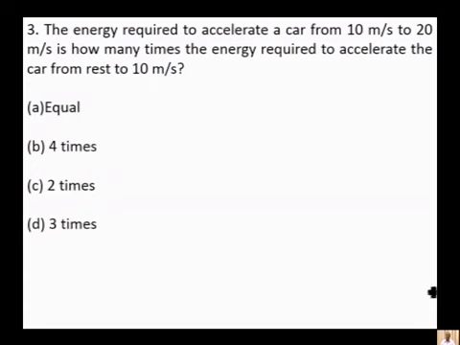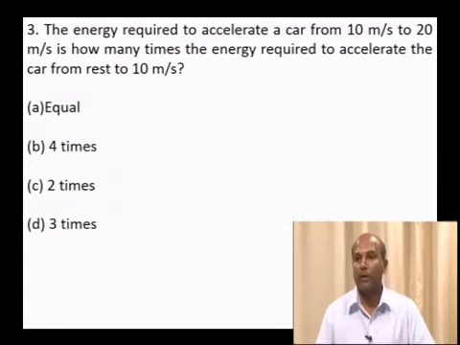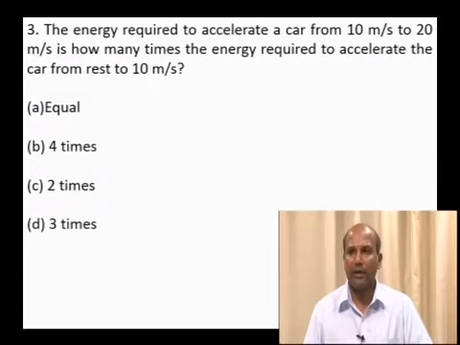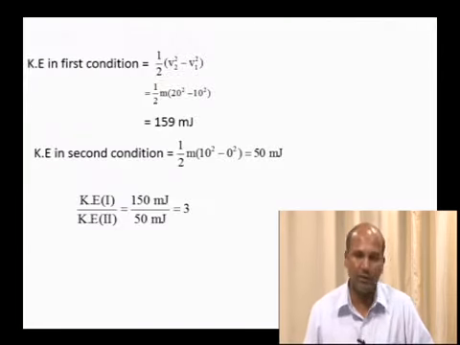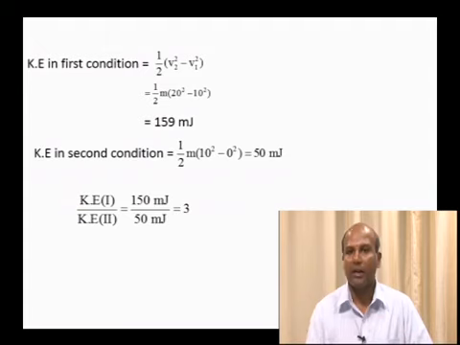So coming to the next problem: the energy required to accelerate a car from 10 meter per second to 20 meter per second is how many times the energy required to accelerate the car from rest to 10 meter per second? So we are trying to find the ratio between the kinetic energies. In the first condition the kinetic energy is half m (v2 squared minus v1 squared), so it was 20 to 10 actually.